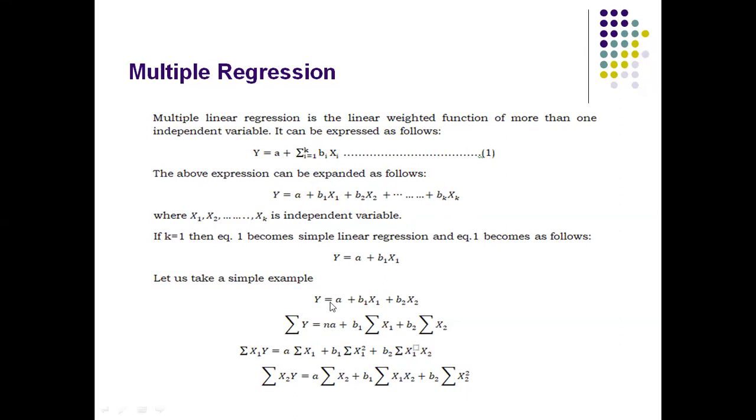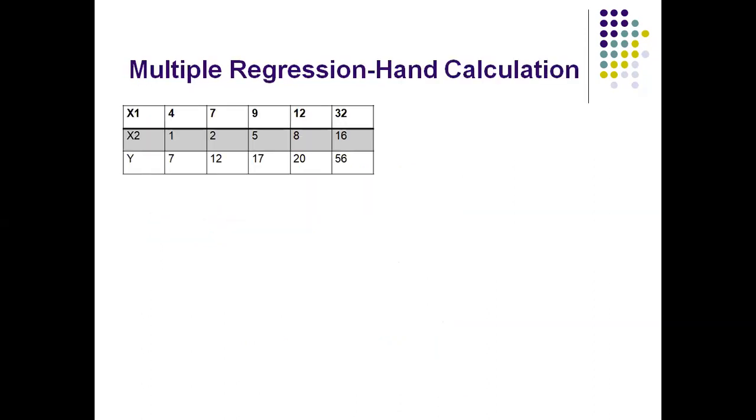Now, if you multiply with x1, you get summation of x1y equals a summation of x1 plus b1 summation of x1 square plus b2 summation of x1x2. If you multiply it with x2, you get summation of x2y equals a summation of x2 plus b1 summation of x1x2 plus b2 summation of x2 square. So these are the three equations, three unknowns, that is a, b1, b2. Let us try to solve this one.